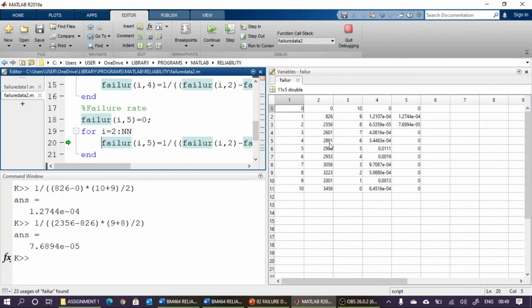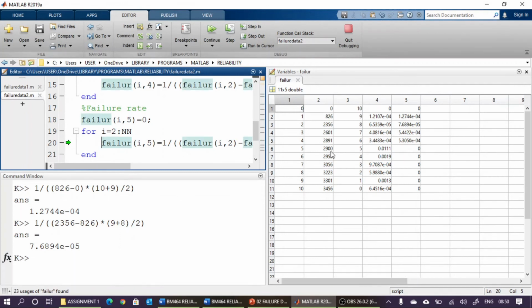1 divided by 2601 minus 2356 into this 8 plus 7 divided by 2. So we have 0.00054. Now the next one is 1 by 2891 minus 2601 into 7 plus 6 divided by 2. So we have 0.00053. Now what about next one?